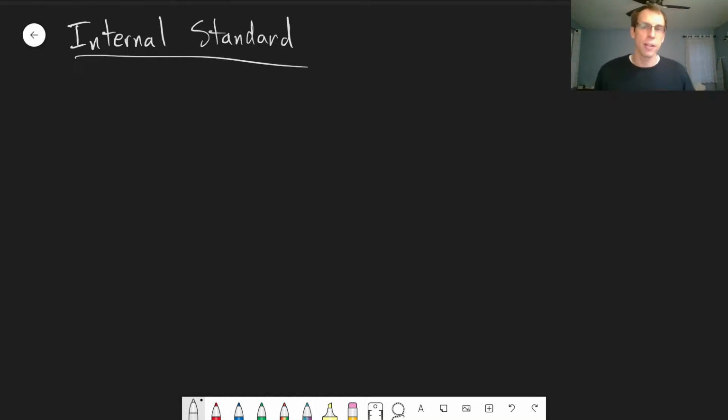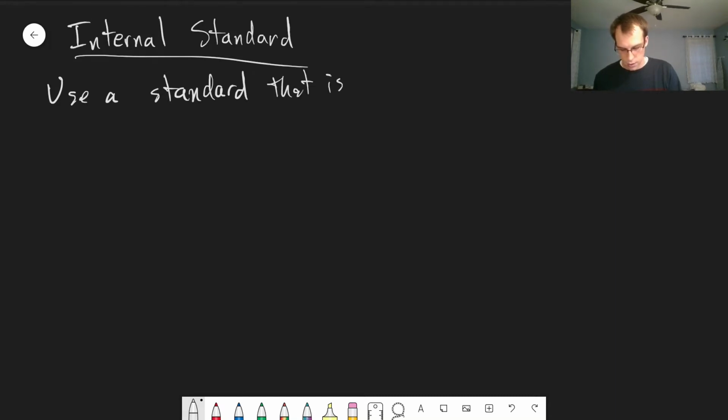The final type of calibration that we'll look at is what's known as an internal standard. And this one is a little bit different from all the rest of them. For a standard deviation and a typical calibration curve, we use the analyte that we're interested in to make the calibration curve. An internal standard is a little bit different because we use a standard that is different from our analyte.